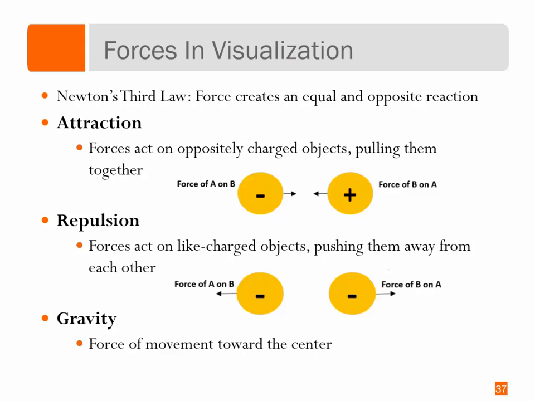Then repulsion. Forces act on like-charged objects, pushing them away from each other. So the force of A on B and then the force of B on A, look, those are both negative. So imagine trying to take two of the same poles of two different magnets, the negative poles, and trying to put them together. What we experience when we do that is the two magnets shove away from each other. They have a repulsion. They just won't go together. There's a force that pushes them apart. So that's repulsion. And then the third force is gravity.